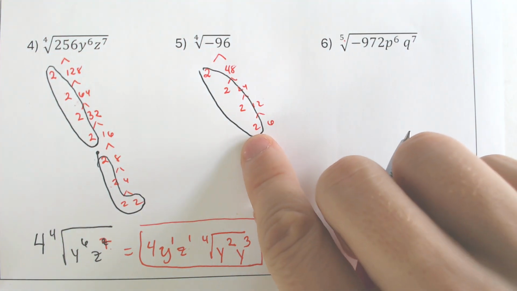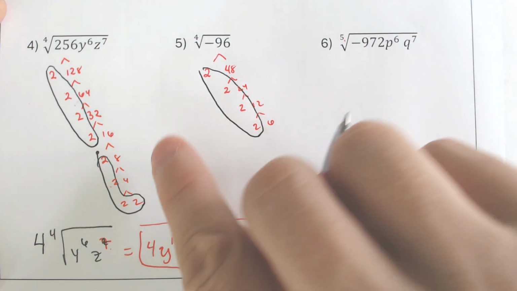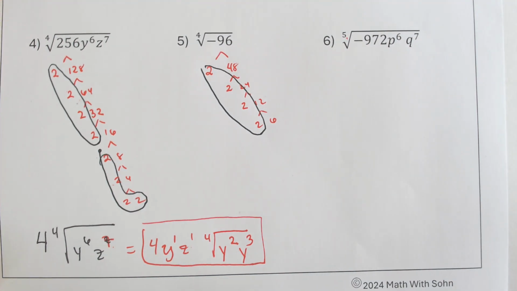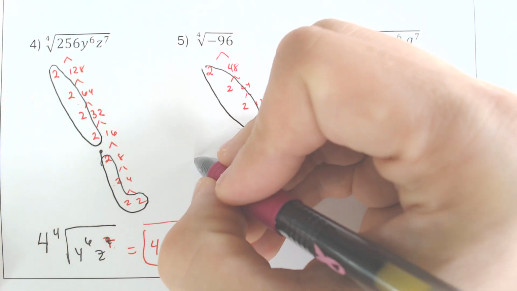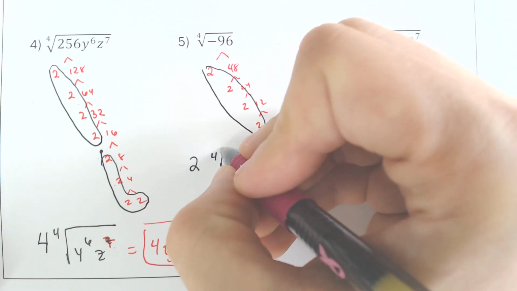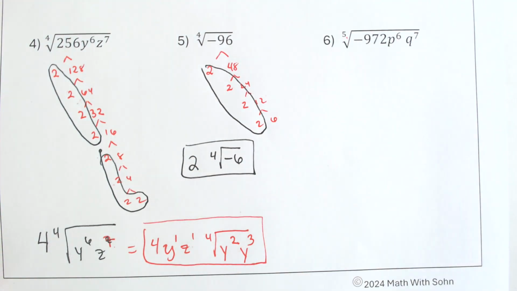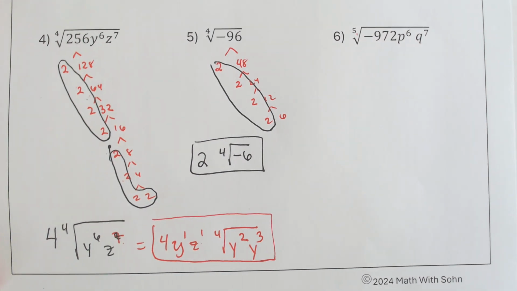So we can take out a 2. We can't take out a negative 2, because a negative 2 would end up making a positive 96, so that's not going to be okay. So this is going to be positive 2 with a 4th root of whatever was left over, which was 6. But because I couldn't remove the negative, it's going to be the 4th root of negative 6.